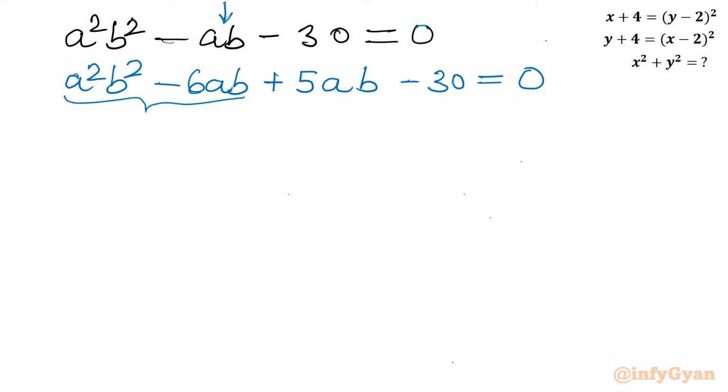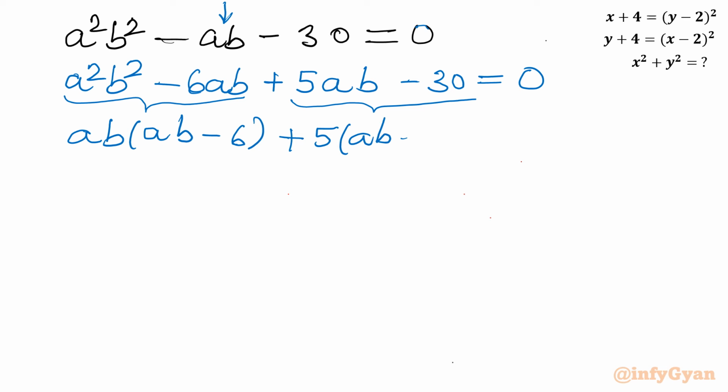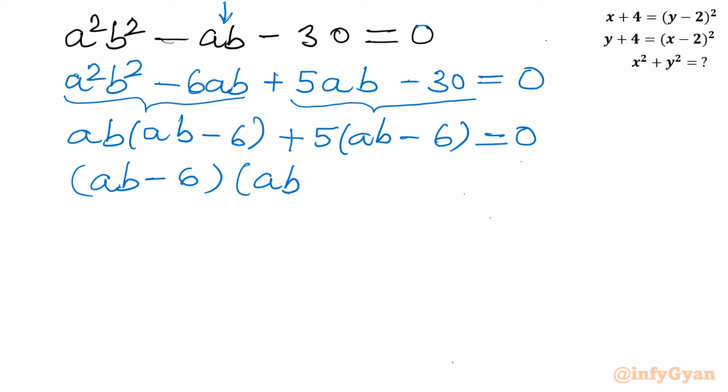From here we will take ab common. So ab minus 6. From here we will take 5 common. In bracket ab minus 6 equal to 0. Ab minus 6 is common. So ab minus 6, another bracket ab plus 5 equal to 0.